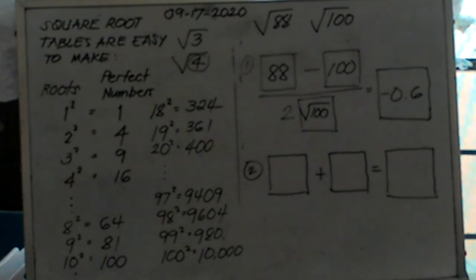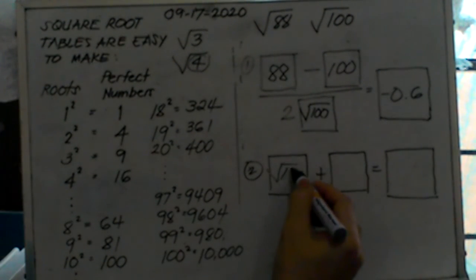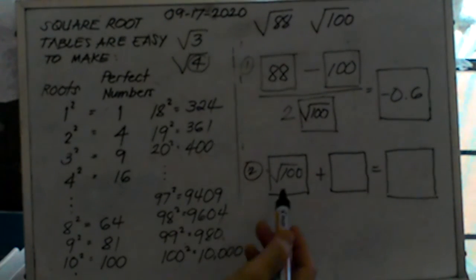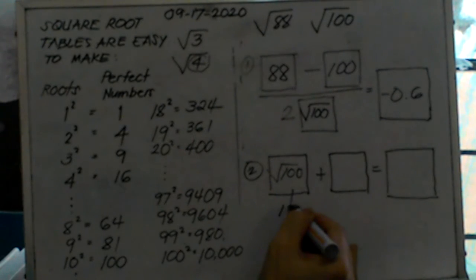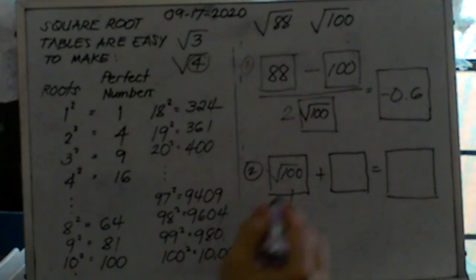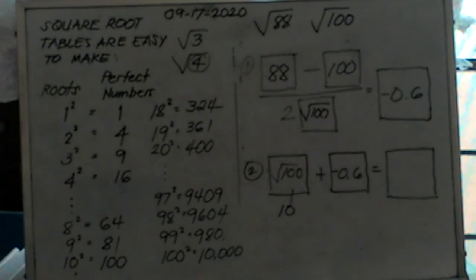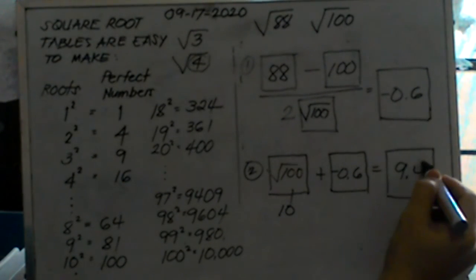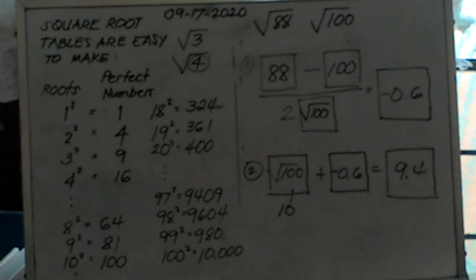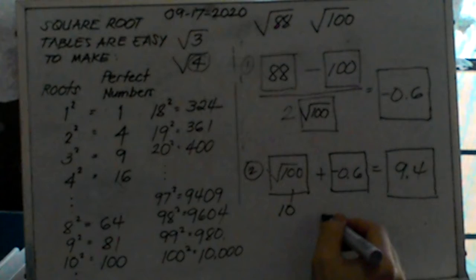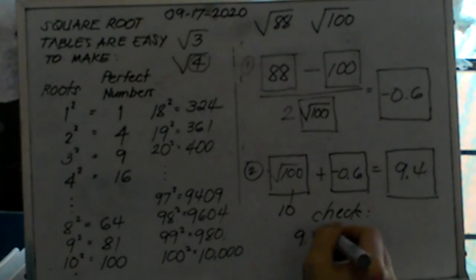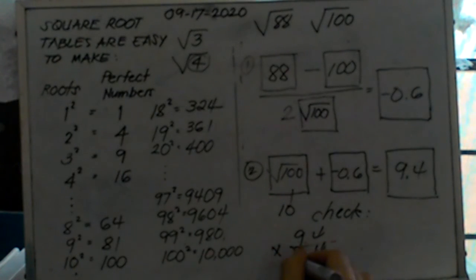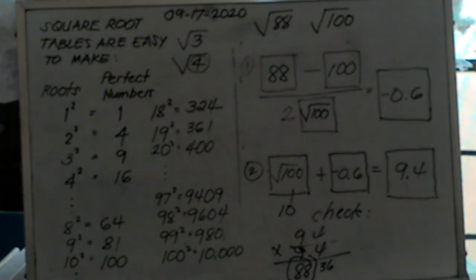Moving on. You get square root of 100, which is a perfect number, 10. This will become 10, right? Place this one here, and you will get the answer, 9.4. The square root of 88 is 9.4. Now to check, all you need to do is multiply 9.4 by itself. Sorry. And you will get approximately 88. Decimal point.